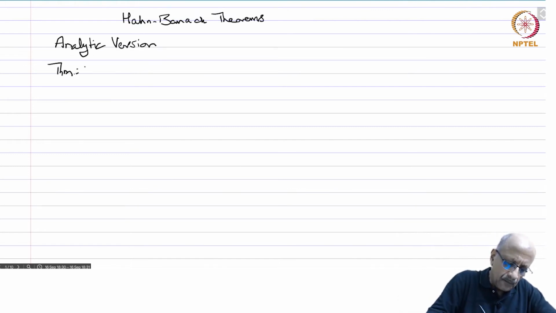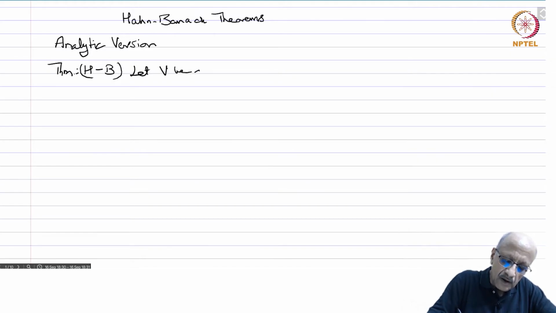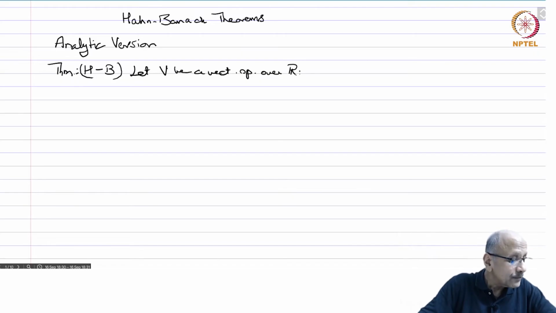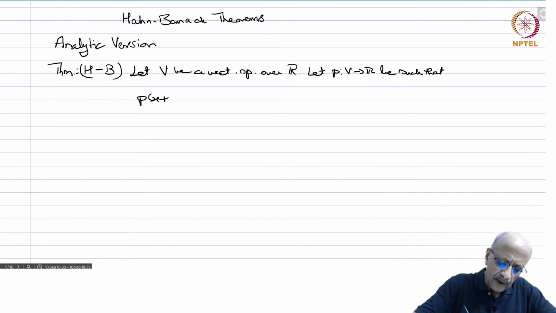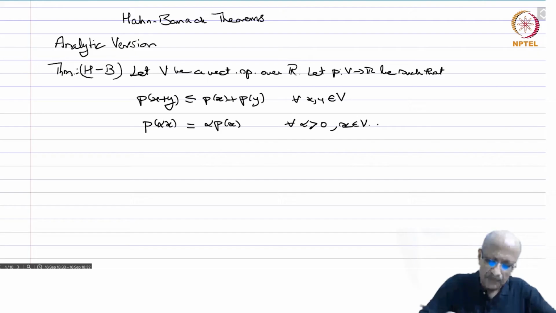So theorem, Hahn-Banach. We are going to first prove a fairly general result, and then we will deduce the extension theorem as a consequence. So let V be a vector space over R. So now I am specifically saying that this is a vector space over R, and let P: V to R be such that P of x plus y is less than or equal to Px plus Py, and P of alpha x is alpha times P of x, and this is for all x, y in V, and this is for all alpha greater than 0 and x in V. So this looks like a norm, but it is not precisely a norm.